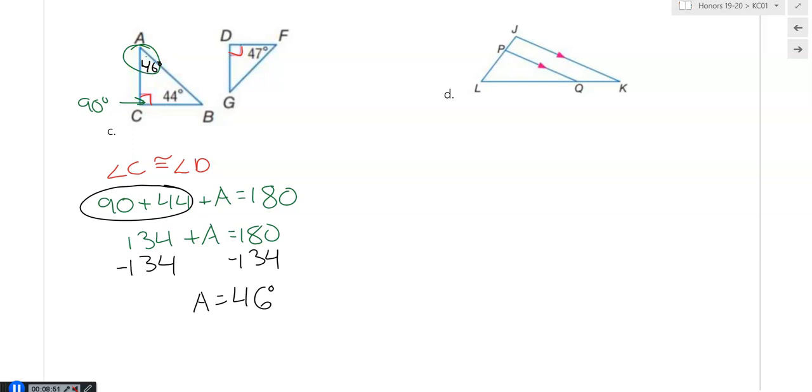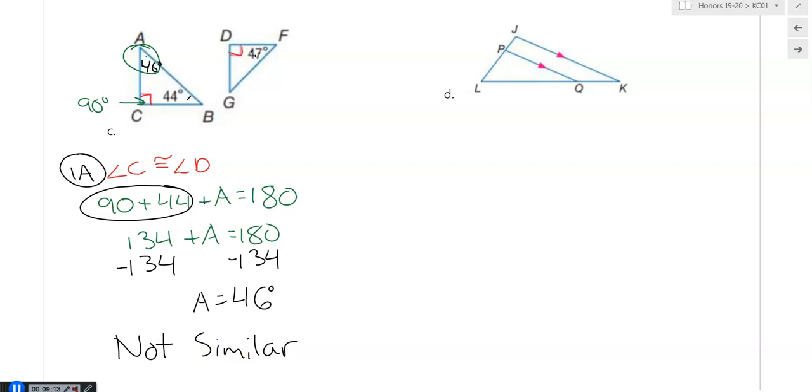Okay. Now look, this angle is not congruent to this angle, and this angle is not congruent to this angle. Sorry. In this, I only have my one angle. I do not have a second angle. So these are not similar. Easy enough.